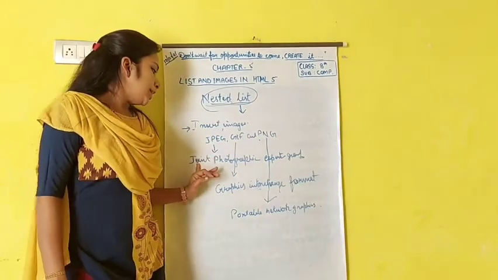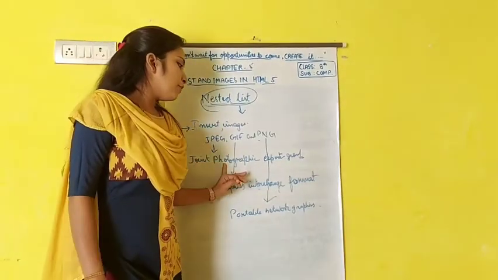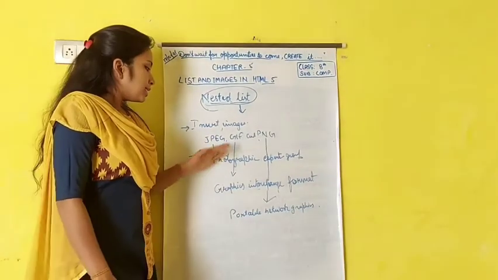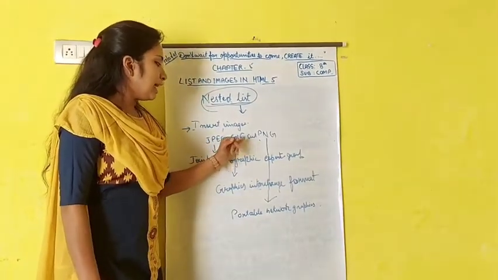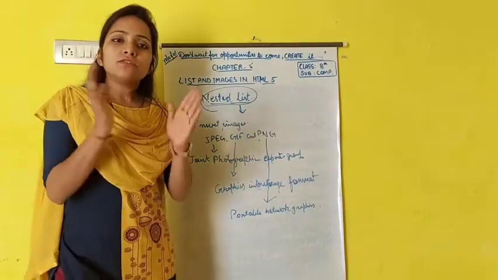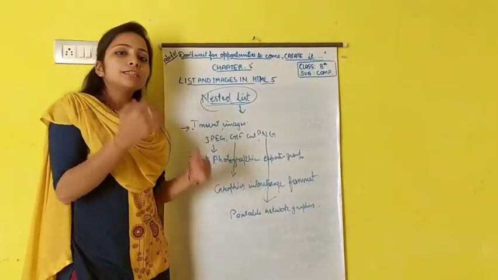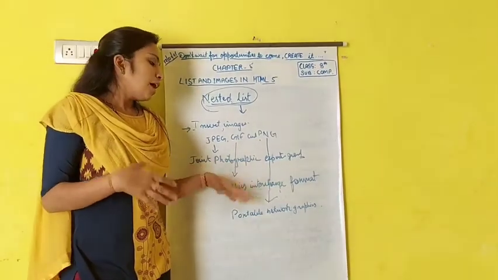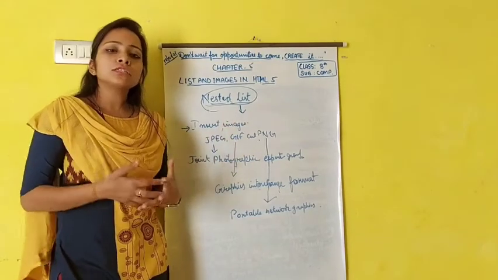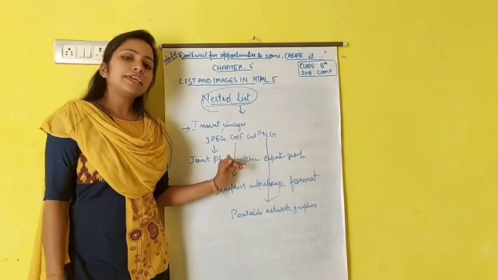Clear? Joint Photographic Expert Group. Clear? JPEG format, first format. Second format that can be used is GIF, Graphics Interchange Format. Okay. This format is more than a photo. It comes with animations. Your photo will have some animations, some moving outlooks, the moving things will be there. Yeah, so it is GIF.